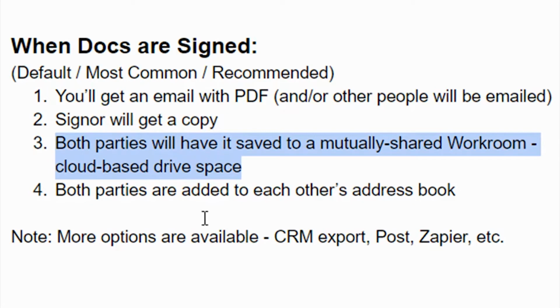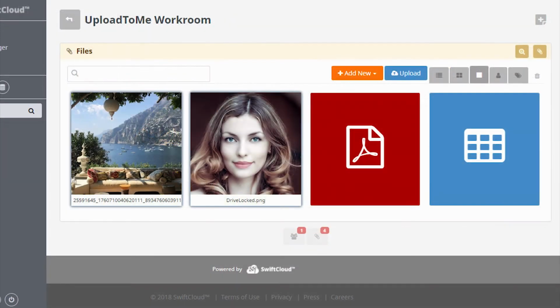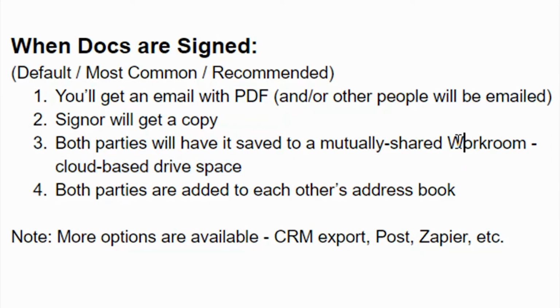Next, in SwiftCloud, both parties will have it saved to a mutually shared workroom within SwiftCloud. A workroom is basically a folder that the two of you share. This is especially helpful for ongoing account-based activity, or financial services, where the user might have to upload a bunch of photos or copies of the tax return or something like that. That workroom is shared between you and the signer. So if the client uploads documents to that workroom, it's going to show for you automatically.